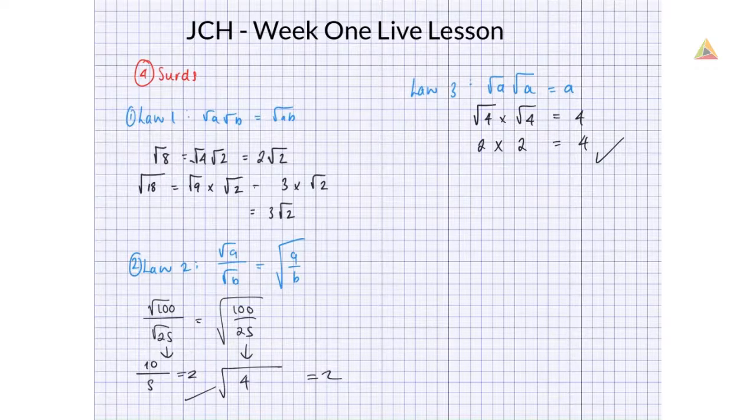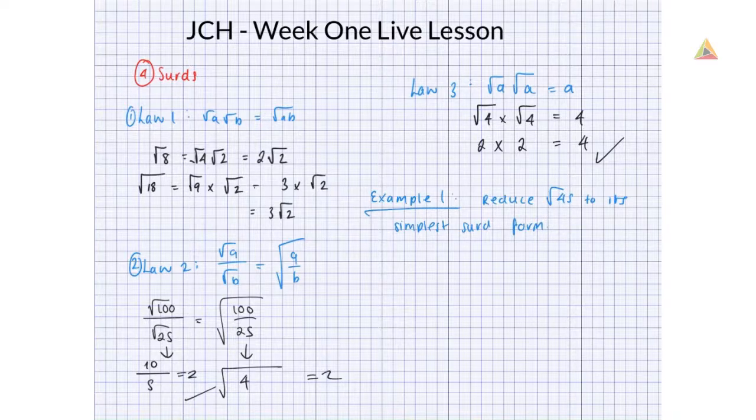So I'm going to do 2 more examples and they'll be typical questions that you'd get in an exam paper. So example 1, and the question is to reduce, which means simplify or break down. So reduce root 45 to its simplest surd form.